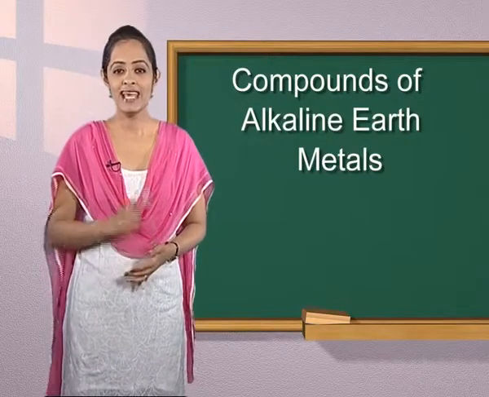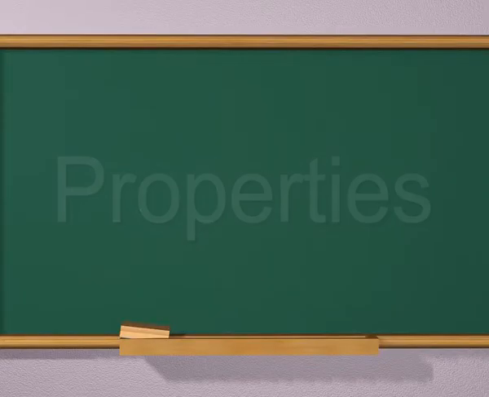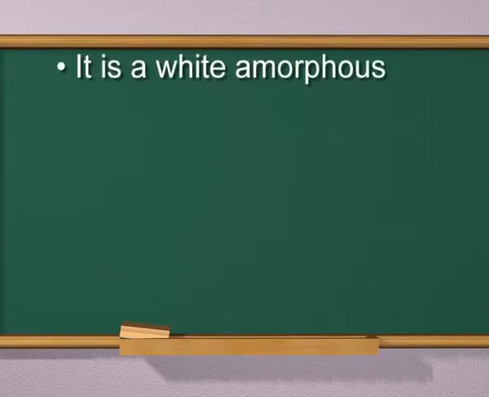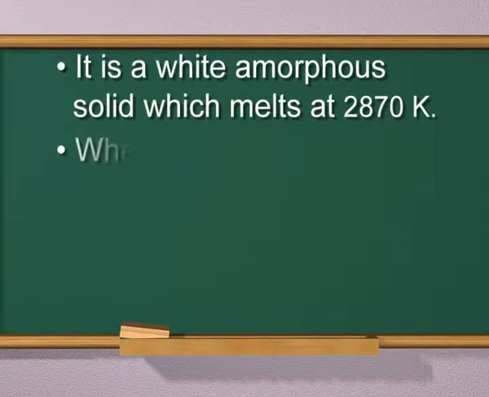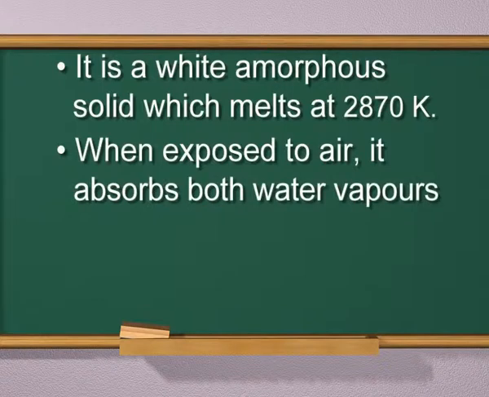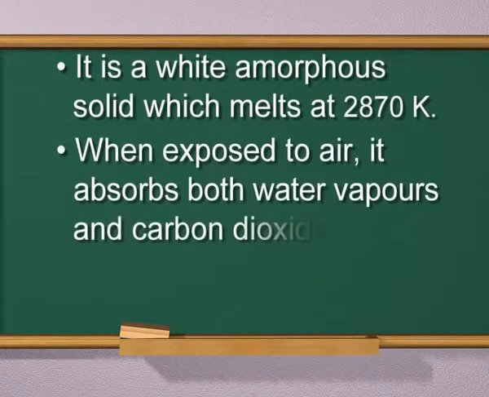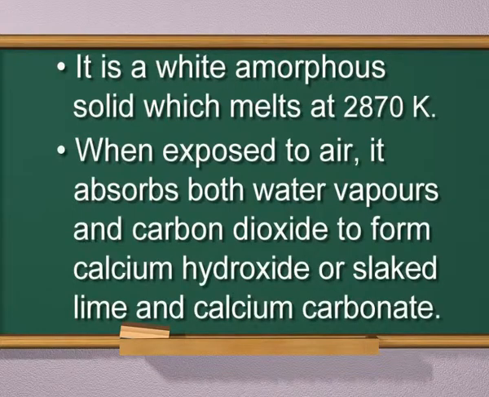Children, let us now learn about its properties. It is a white amorphous solid which melts at 2870 Kelvin. When exposed to air, it absorbs both water vapors and carbon dioxide to form calcium hydroxide or slaked lime and calcium carbonate.